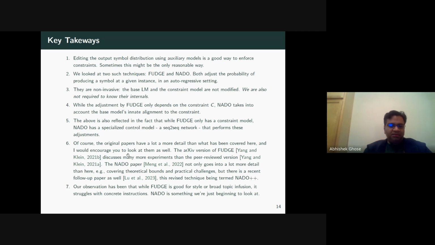These are references to papers. Of course, the presentation is a brief overview, but if you want to really look at it, the FUDGE paper, the arXiv version has a lot more details than the peer-reviewed version, and that's probably the paper to look at. And the NADO paper is very nice in the sense that it has all this empirical stuff that we talked about, but it also gives you error bounds on the approximation of R, the alignment that we saw, right? So pretty detailed. And then there is a NADO plus paper that I mentioned that goes into fixing some of the problems with the original NADO paper.